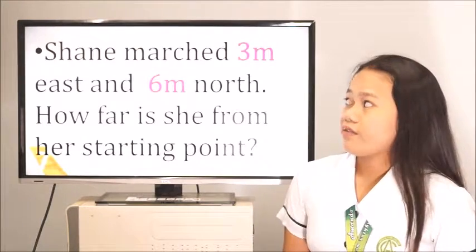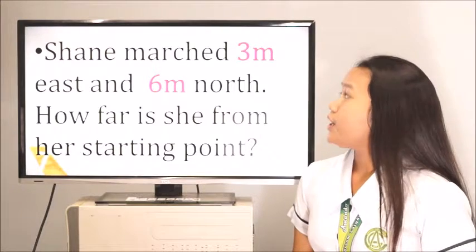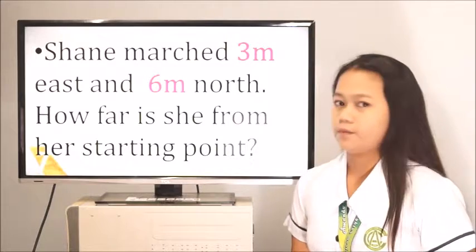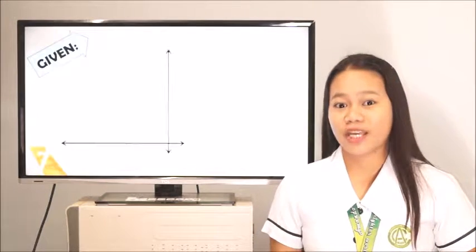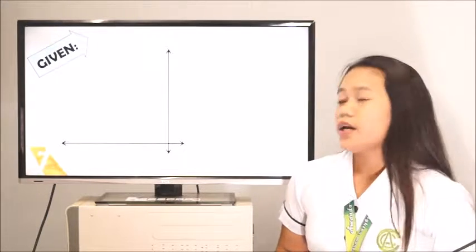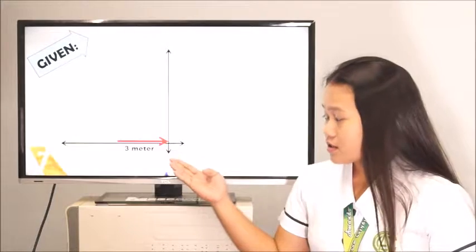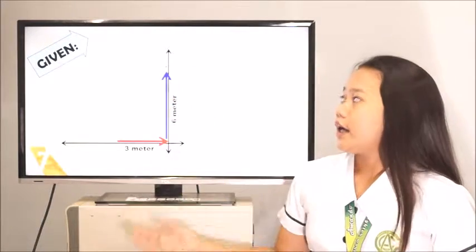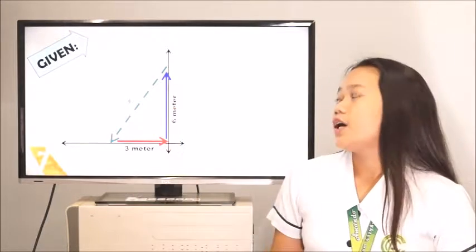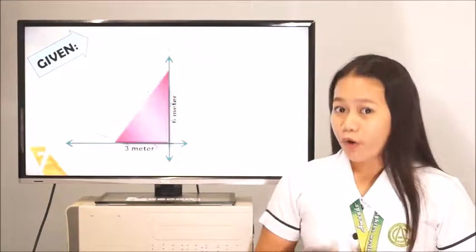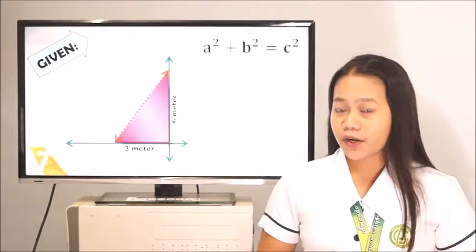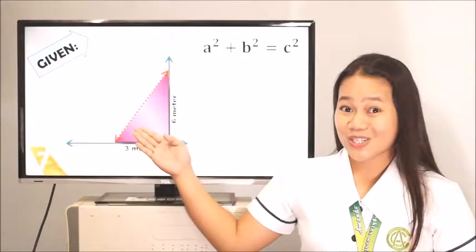For instance, we have this problem. Shane marched 3 meters east and 6 meters north. How far is she from her starting point? Let's see if the path that Shane has traveled can form a right-angled triangle. So we have the given. She traveled 3 meters east and 6 meters north. And this is the distance between the path that she has traveled. It is unknown. As we can see, we form a right-angled triangle. So we are now applying the Pythagorean Theorem to find the distance between the paths that she traveled.